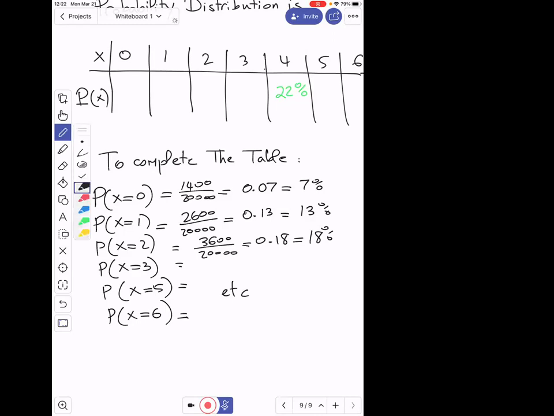Okay. Now, my probability distribution. Here for x equal to 0, we got 7%.